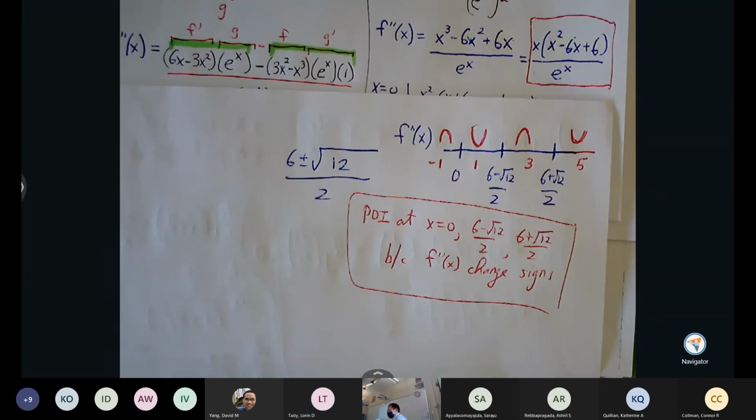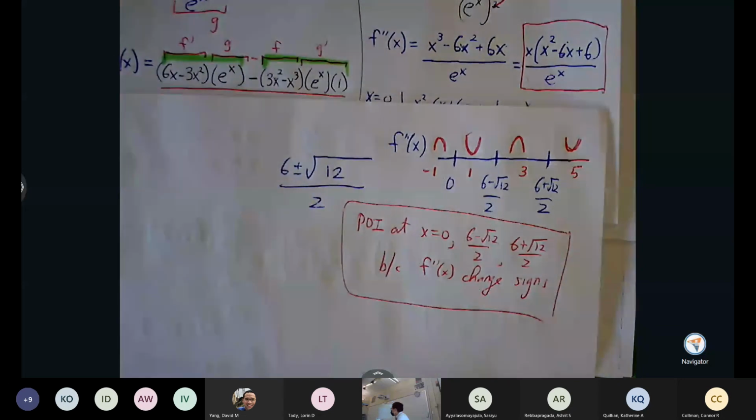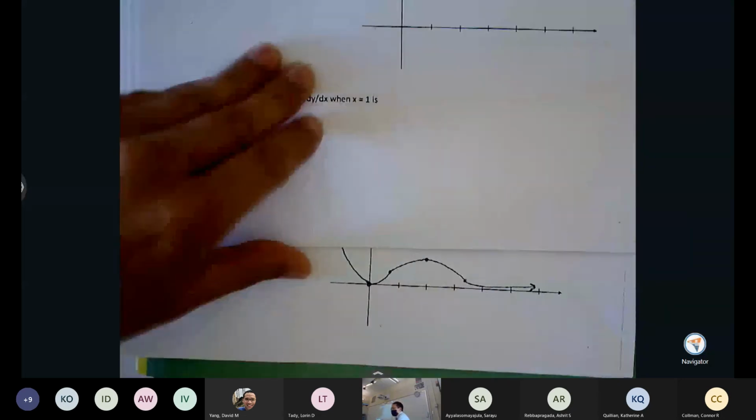Okay. Any questions with relative extrema and POI problems? Okay, let's turn to the back. Does anybody still need this? Okay, let's turn to the back and let's try number 3.